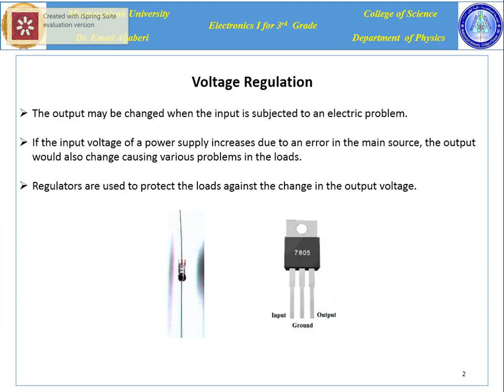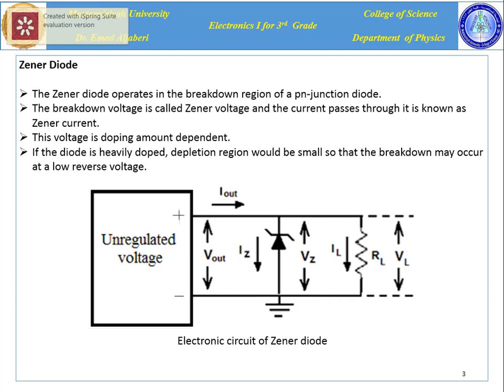Regulators are the final step of power supply. Here we see two types of regulators, Zener diode and IC circuit. Now study the Zener diode. The Zener diode is a p-n junction diode operates in the breakdown region. That means it works in the reverse bias region.